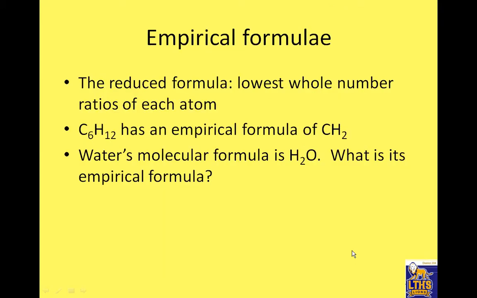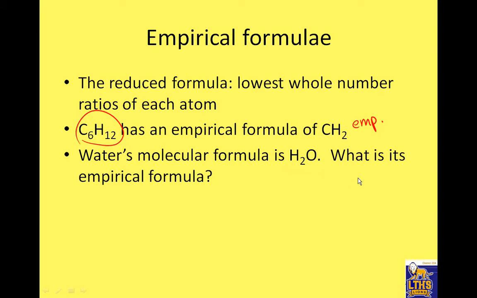Okay, empirical formulae. The reduced formula of any compound is its lowest whole number ratio of each of the atoms in the compound. It's called an empirical formula. Okay, so here's a compound, C6H12, but its empirical formula would be reducing those subscripts. So we found CH2 is the empirical formula of C6H12. So it's the reduced formula.